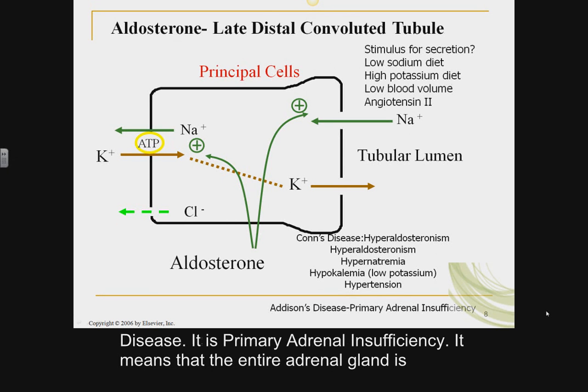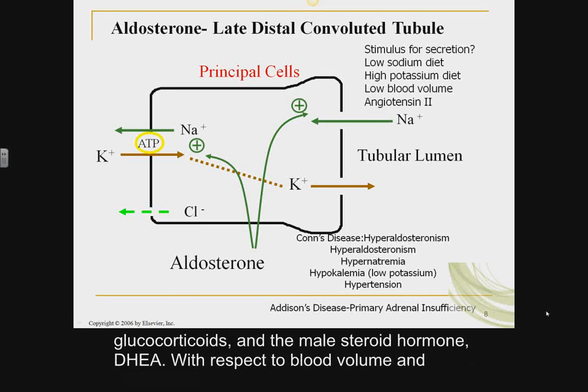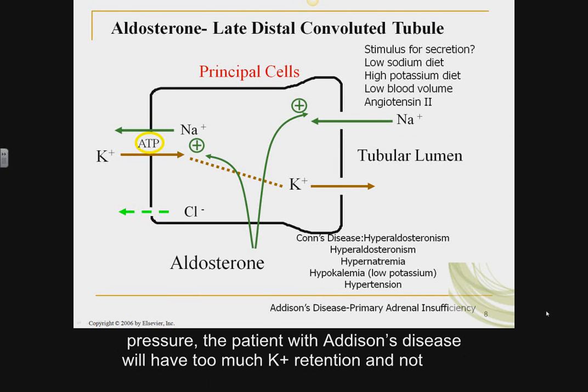We see a difference, though, in Addison's disease. It is also known as primary adrenal insufficiency. It means that the entire adrenal gland is compromised. It's not just the zona glomerulosa. Addison's will lead to decreased aldosterone, decreased glucocorticoids, and a decrease in the male steroid hormone called DHEA.